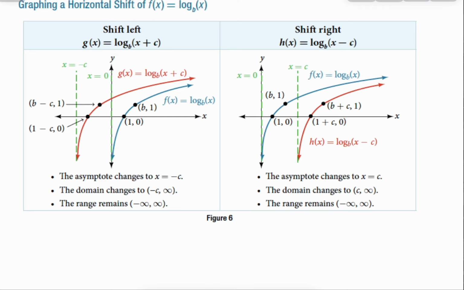So always the key, no matter what, is take your vertical asymptote. It's always going to be the inside equals 0. The domain is always going to be where the inside is greater than 0, and then the range is always going to be negative infinity to positive infinity. And if you know where the inside is equal to 0, that will help you find your domain.